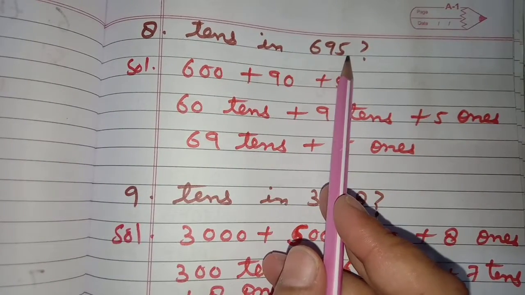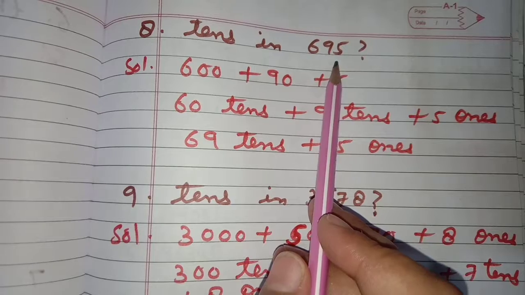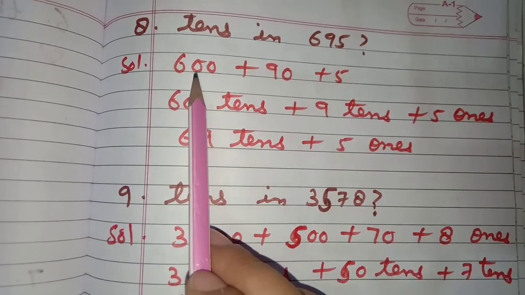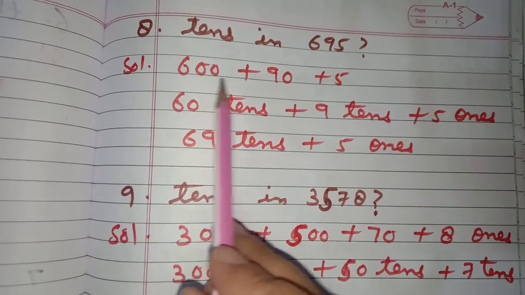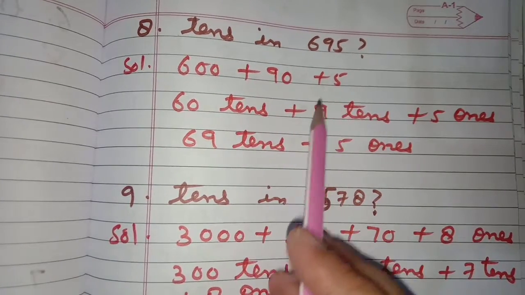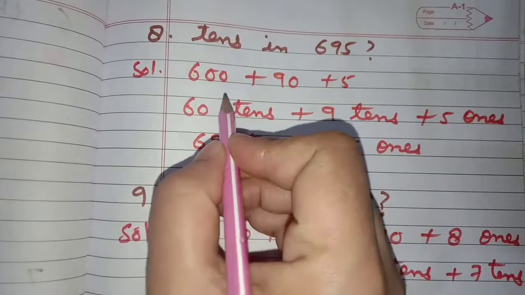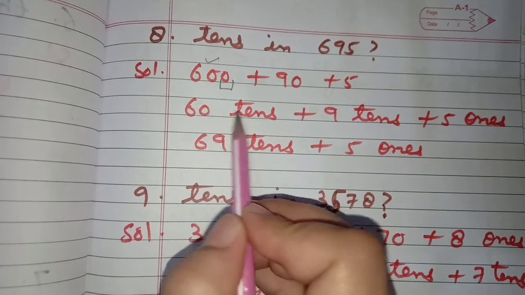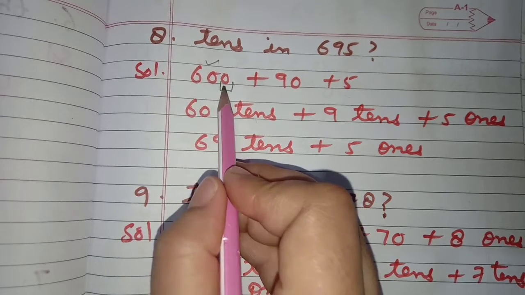Now next is number 8. Tens in 695. So how many tens are there in 695? So first of all, we will just write its breakup, means its expanded form. So it will be 600 plus 90 plus 5. Then how many tens are there? For tens you have to separate 1 zero. So what is left? 60. It means 60 tens here in 600.